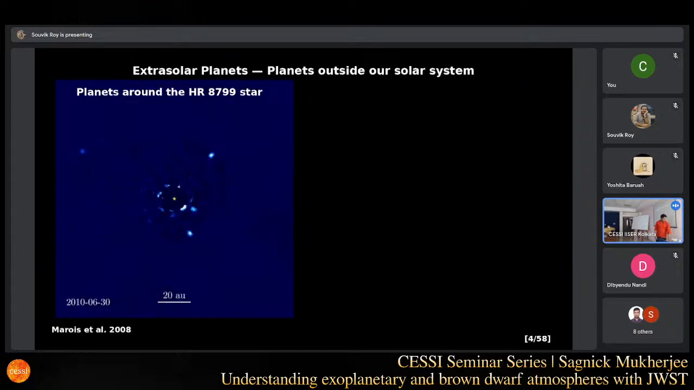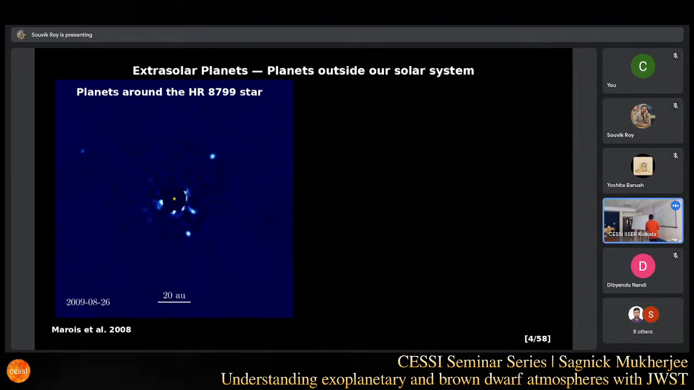Now let's talk about exoplanets. What are extrasolar planets? Basically planets which are outside our solar system. Any planet which is not bound gravitationally to our sun can be called an extrasolar planet. These can be rotating around other stars than our sun. These can be free-floating, lonely planets as well. So extrasolar planets are planets outside our solar system.